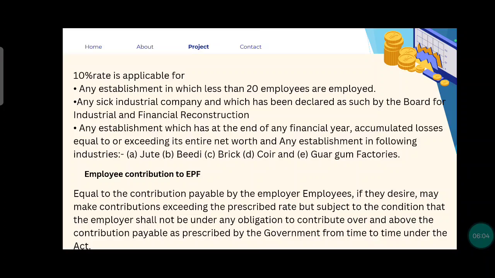Previously we saw the employer contribution. Next we can see the employee contribution, which is equal to the contribution payable by the employer. If they want a PF and savings in future, they must contribute to it. An employee may make a contribution exceeding the prescribed rate, subject to the condition that the employer shall not be under any obligation to do so. It is not compulsory for the employer to pay beyond this limit, though employees may wish to contribute more.